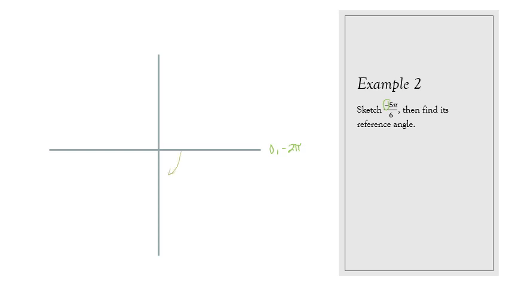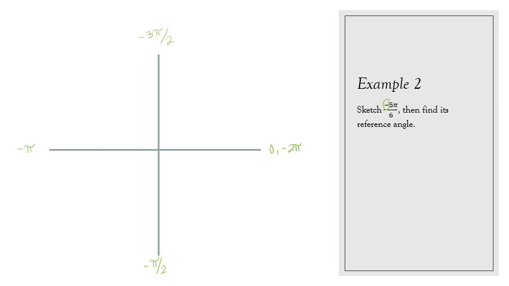So if we were to get to a terminal side right along our y-axis here, that was previously perhaps negative 90 degrees, now it's going to be negative pi over 2 radians. Okay, over here we're going to have negative pi radians, and up here we'll have negative 3 pi over 2.